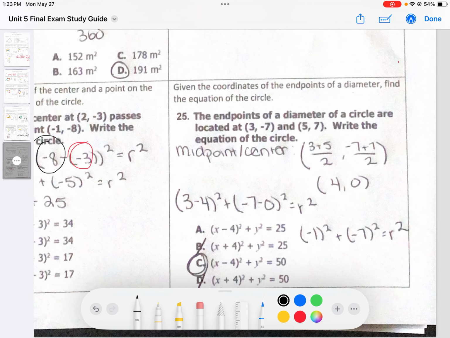And with 25, they give you your diameter. So you have to start by finding the center of the circle. Remember, your radius is half of the diameter. The center is the midpoint of the diameter. So I found the center of the circle using the midpoint formula, which is (4, 0). So remember, your formula is always x minus h, so (x minus 4) squared. So I eliminate b and d because it's x plus 4. Then once again, you can use the distance formula to find r squared between the center of the circle and one of the endpoints.